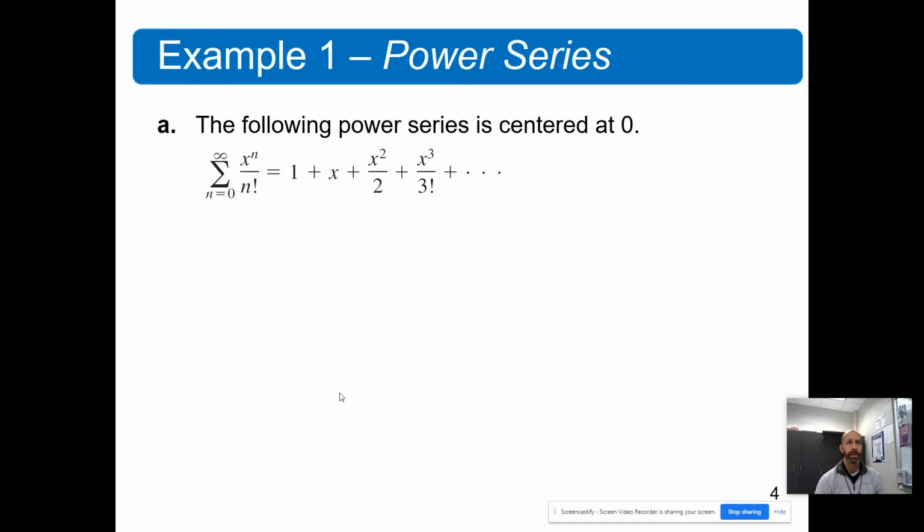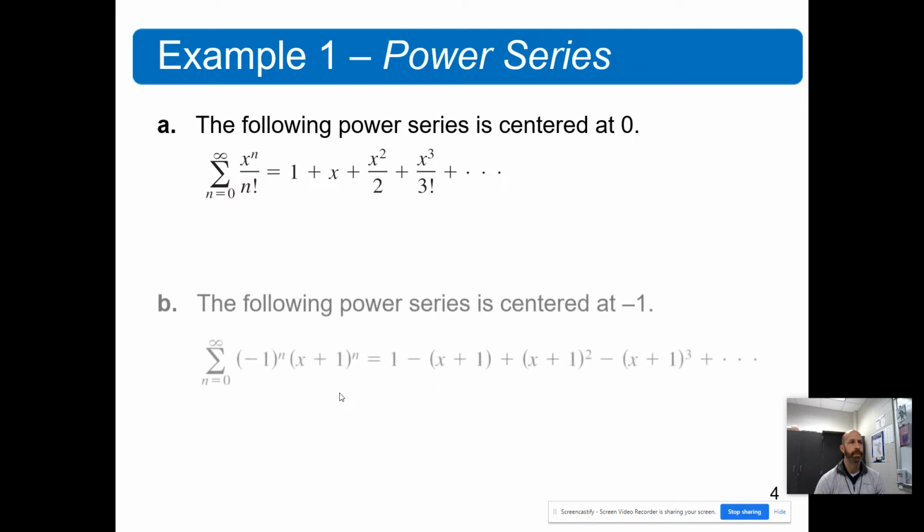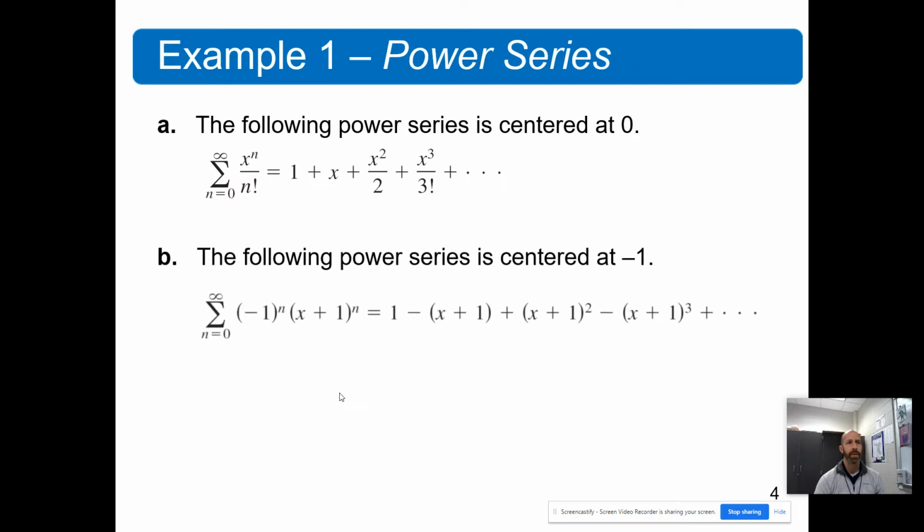The following power series is centered at 0, and we can tell that by just looking at the x's. Whereas we can see that this power series is centered at -1, because if you were to write x plus 1 equals 0 and solve that equation, you will find that the solution is x equals -1. So it's centered at -1.